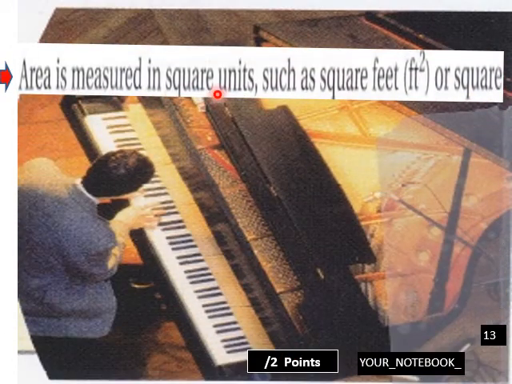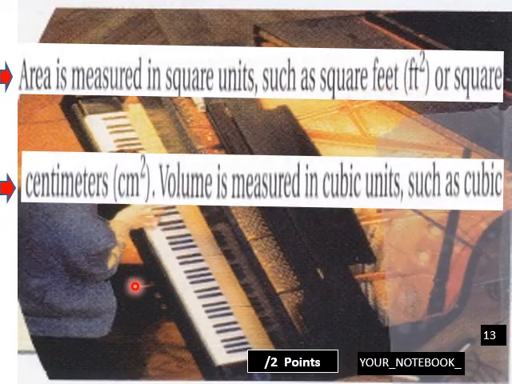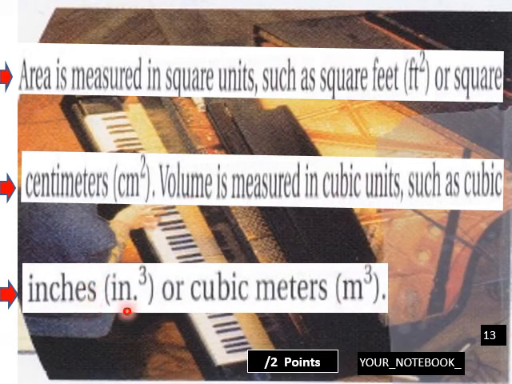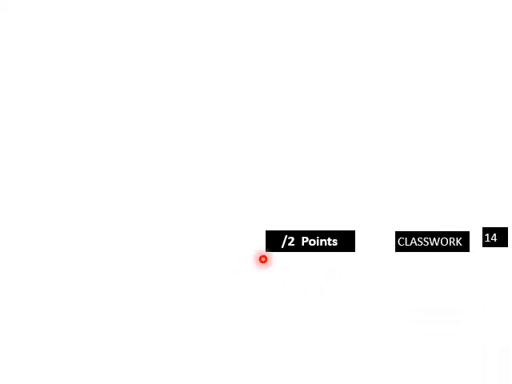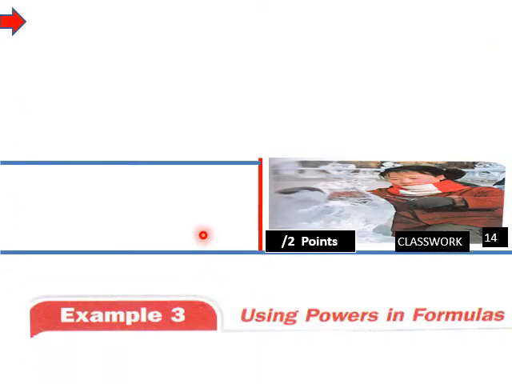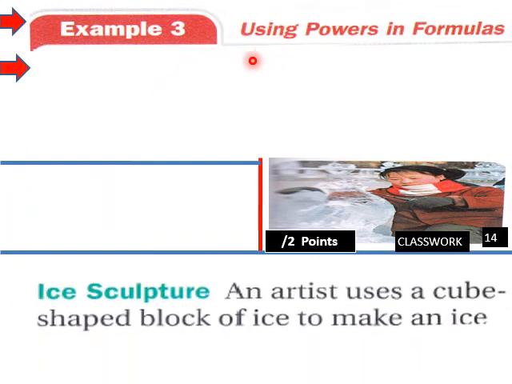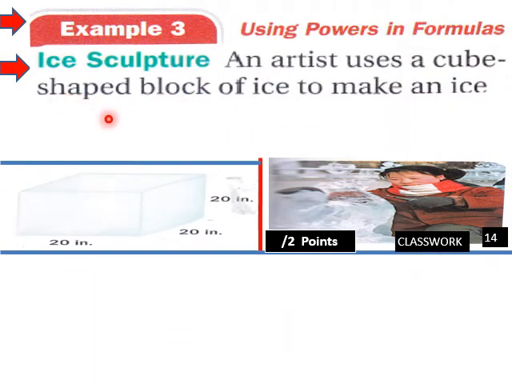Area is measured in square units such as square feet or square centimeters. Volume is measured in cubic units such as cubic inches or cubic meters. So measuring volume is different than finding area. Using powers and formulas. Ice sculpture.